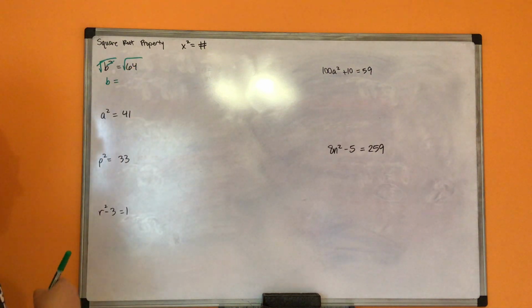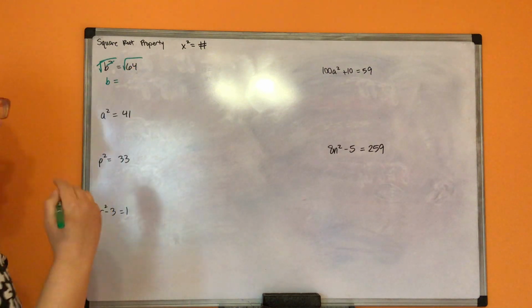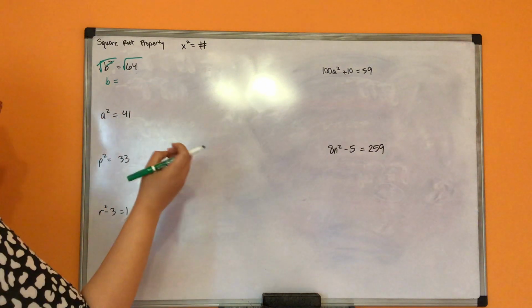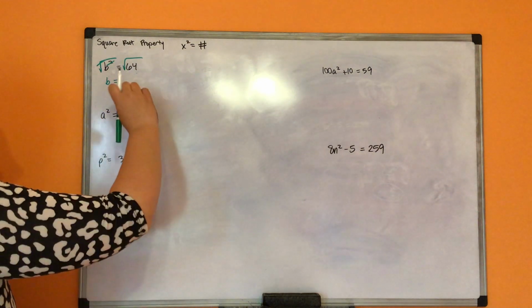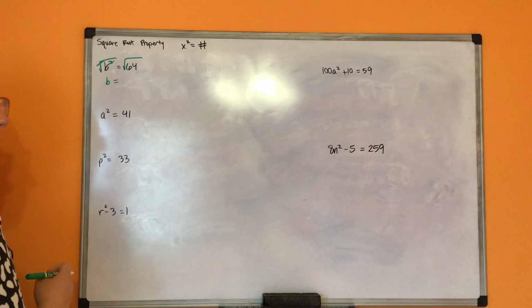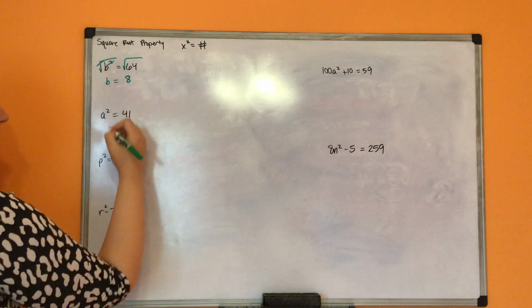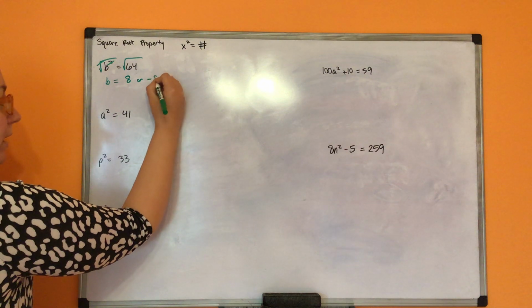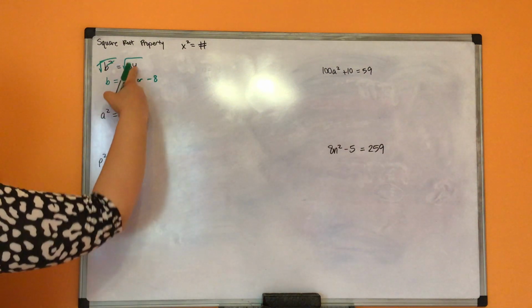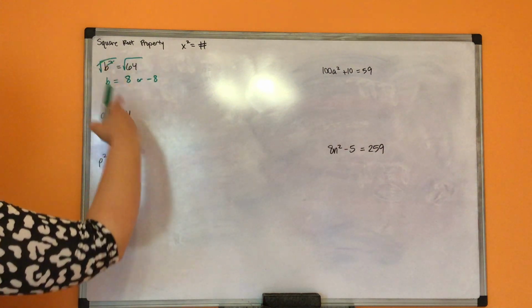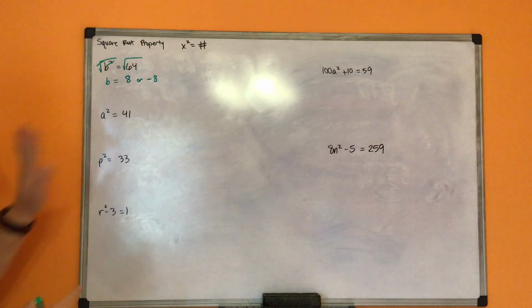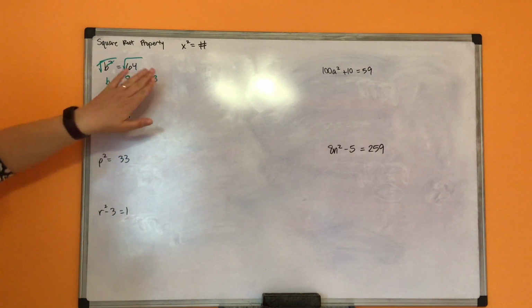On the other side, the square root of 64 is actually two numbers. Remember, square root is the number that times itself gives you the number you're looking for. And so the square root of 64 can either be 8 or negative 8, because 8 times 8 is 64 and negative 8 times negative 8 is 64. So you have two solutions here, positive 8 and negative 8.